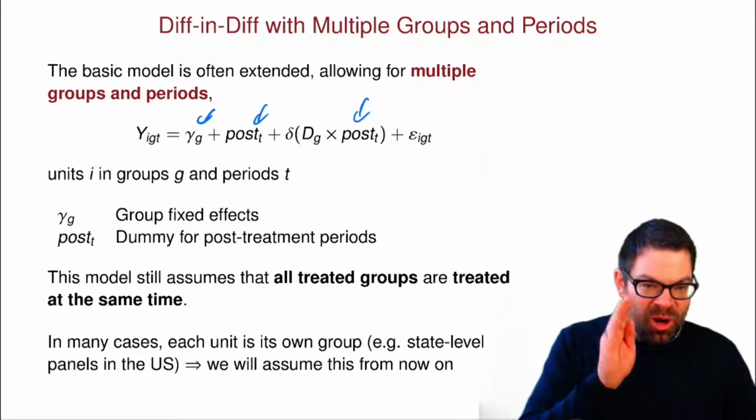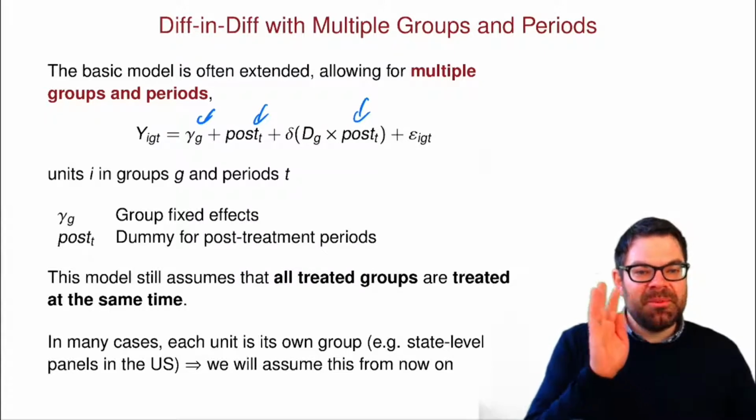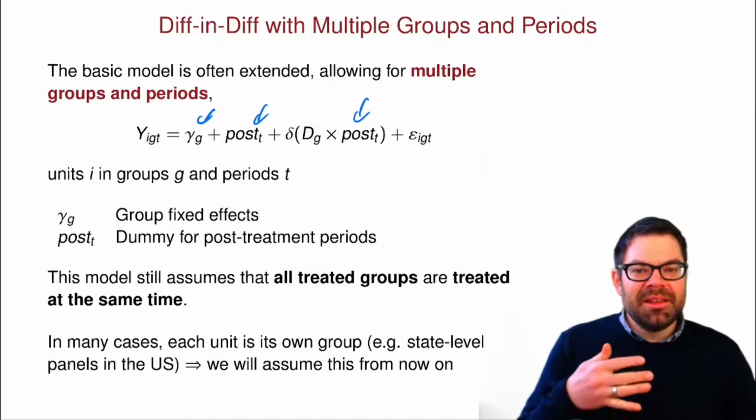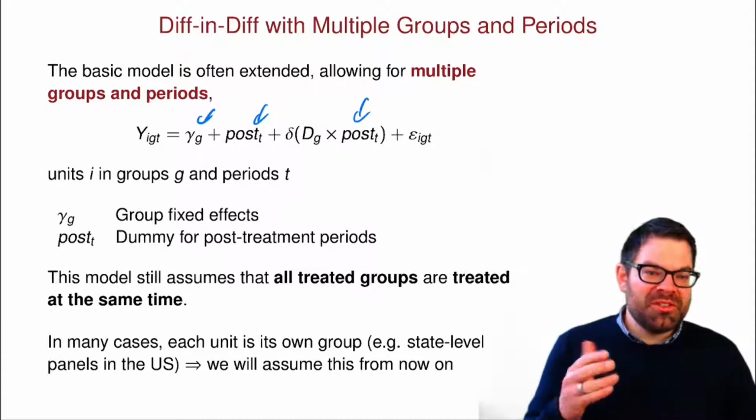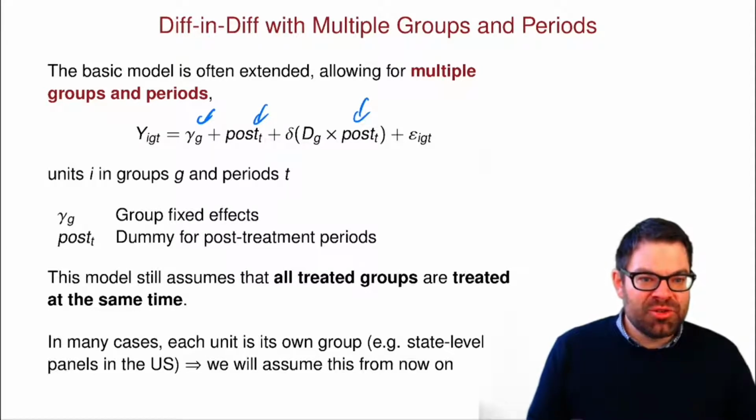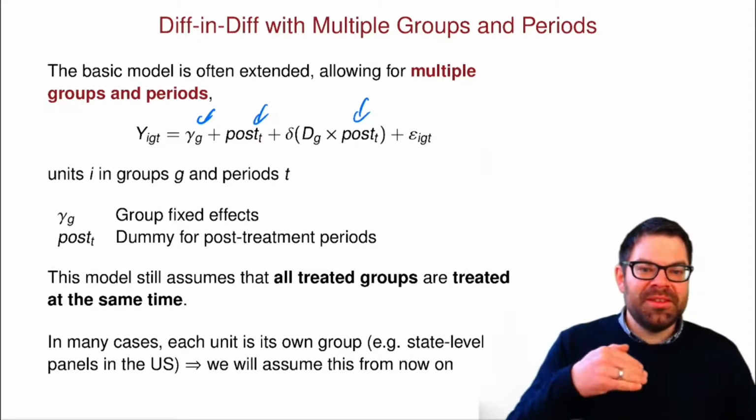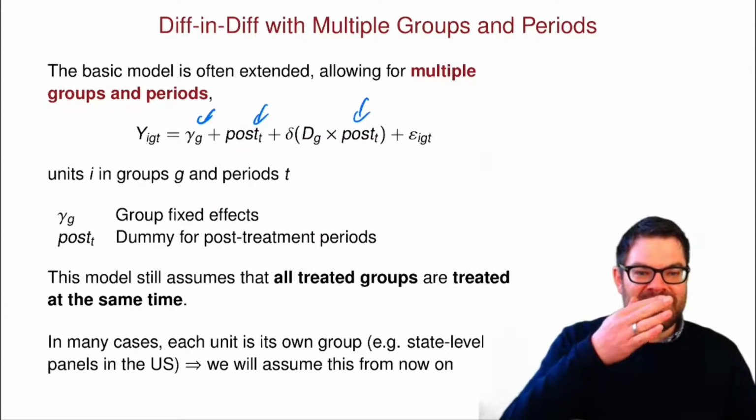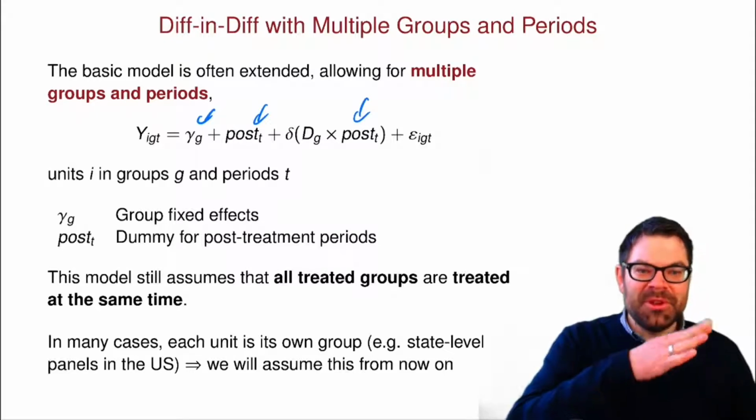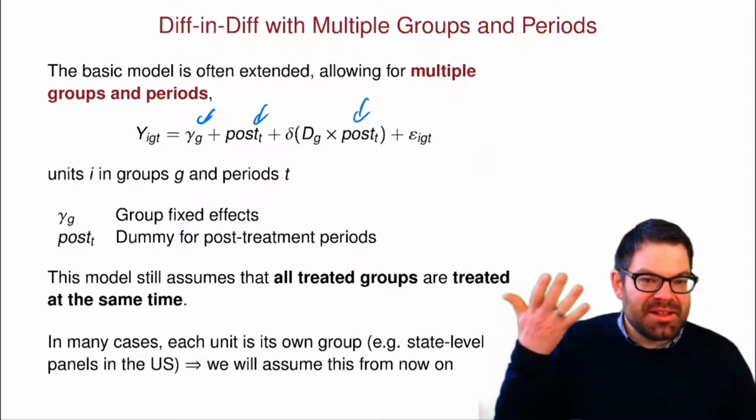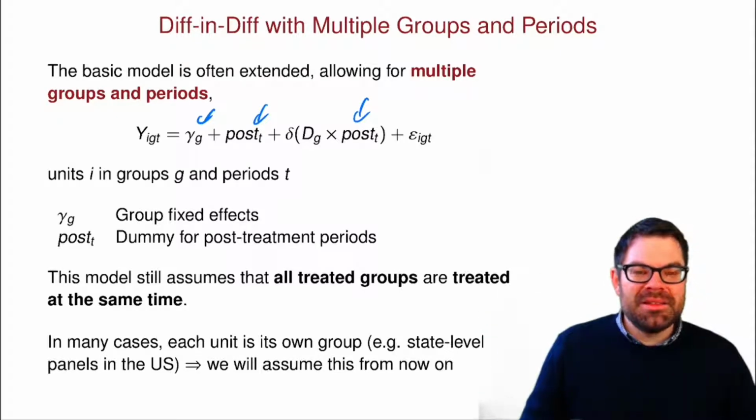All units get treated at the same time, and then that parameter delta gives us, by approximation, an estimate for the average treatment effect on the treated, because it tells us what is the difference in the outcome between treated and untreated after relative to before the treated group got treated. So that's still an estimator for the average treatment effect on the treated.